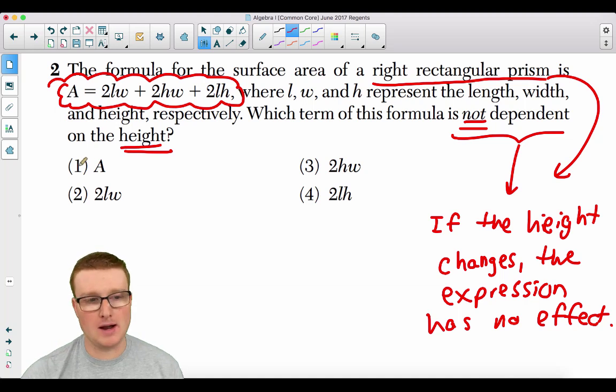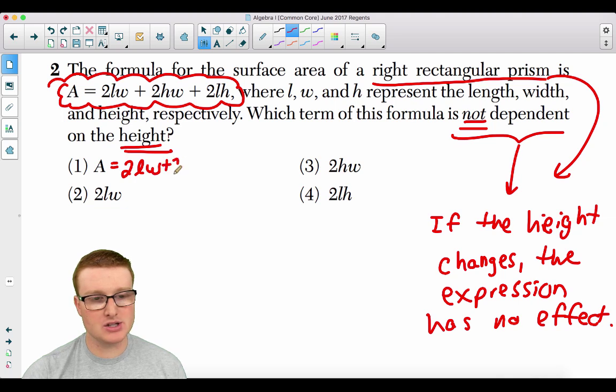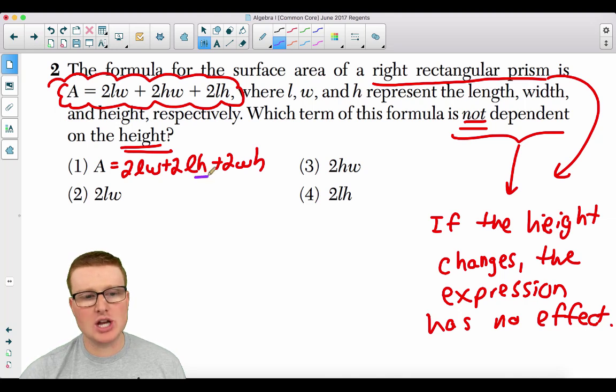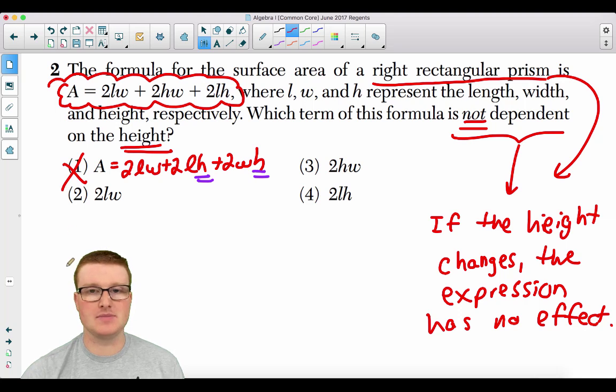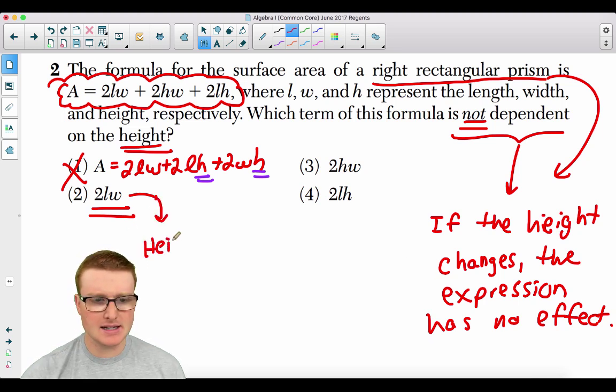So let's take a look at choice 1, the letter A. A is equal to 2 length width plus 2 length height plus 2 width height. So what if you change the height? Well, if you change the height, the surface area will change. So this is actually dependent on the height, so this is incorrect. Let's take a look at choice 2, 2LW, or 2 length width. If we change the height, does it have any impact on this term? No, because the height is not included.